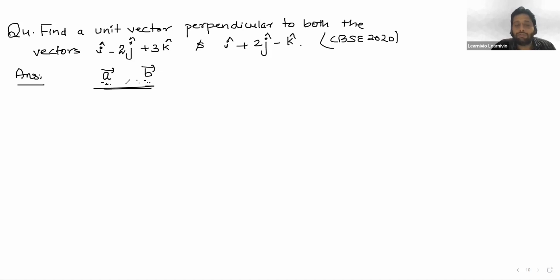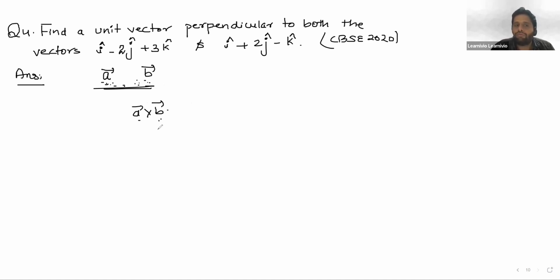The question is we have two vectors A and B. We need to find a vector which is perpendicular to both A and B. So in that case, we will find the cross product, because the resultant of the cross product is perpendicular to both A and B. Now they are saying find a unit vector.